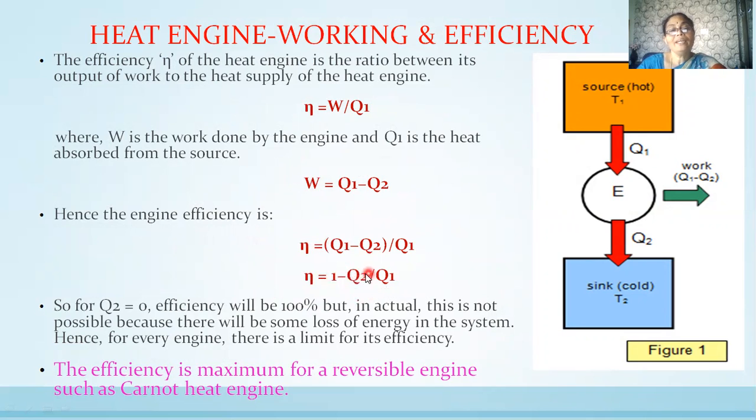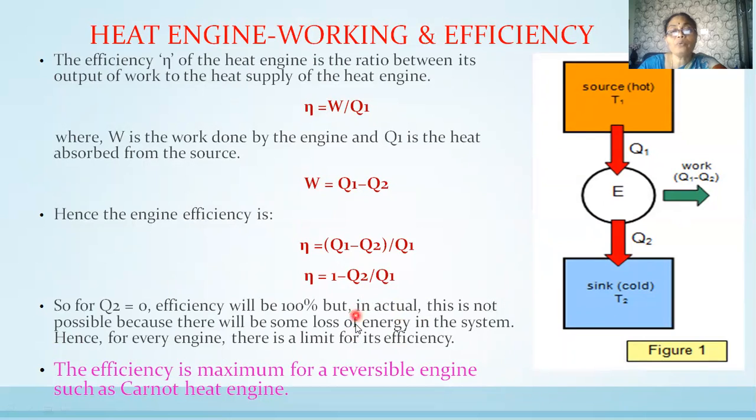Now here, if Q2 is equal to 0, what is Q2? Q2 is the quantity of heat rejected to the sink. That means if all the amount of heat absorbed is being converted into work, and if there is no quantity of heat being rejected to the sink, then what happens? The efficiency will be 100%. So for an engine to be 100% efficient, Q2 should be 0. In actual practice, this is not possible because there will be some loss of energy in the system. Hence, for every engine, there is a limit for its efficiency.